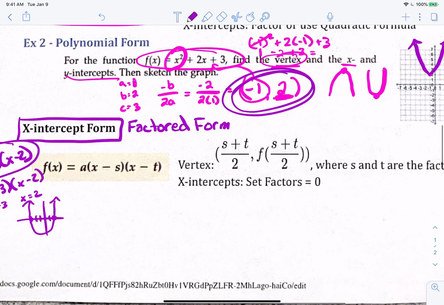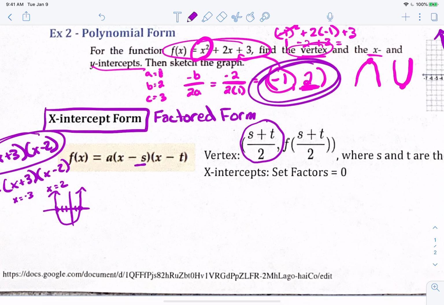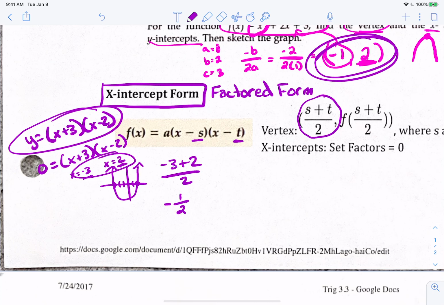They tell us up here that to find the vertex, you do s plus t and divide it by 2. It's like finding the average or the middle of these two things. So if I was trying to find the vertex, I would take negative 3 and add it to 2 and divide that by 2. That would be negative 3 plus 2 divided by 2. This would be negative 1/2, comma something. And I would find that something by plugging in.